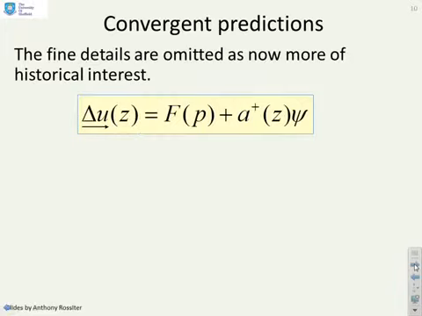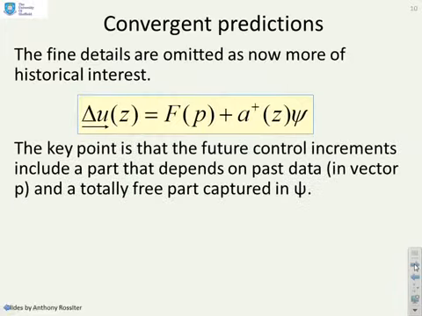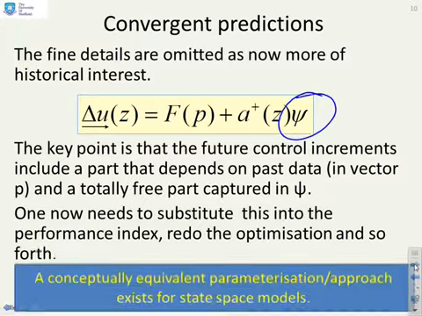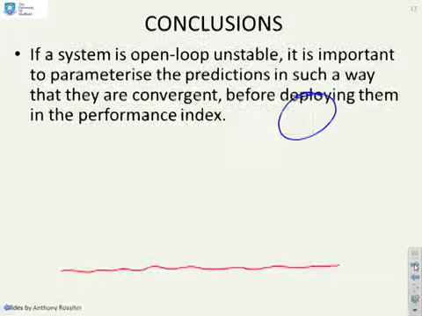So if you do that, if you choose the future control increments to follow this equation for an appropriate f of p, and your phi, or psi, sorry, is totally free, it's the bit you can choose, and now you can substitute that into your predictions, and you have an optimization based upon this psi variable, and all your predictions are convergent. Now, I've not really gone into any detail there because more modern methods are perhaps a better way to follow. The other thing to note is there is a conceptually equivalent parameterization approach for state space models, which is in the literature, and again, that's why I'm not going to dwell on it here.